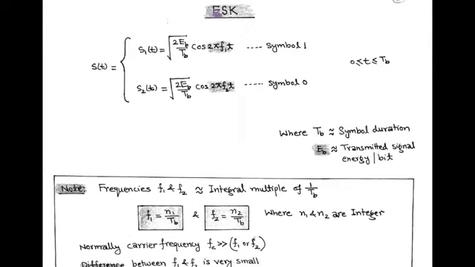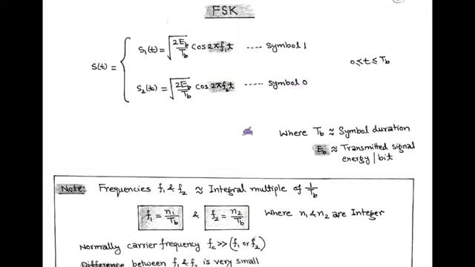Welcome friends. In this session we are going to discuss frequency shift keying. In FSK, the frequency of the carrier signal is shifted between two discrete values of frequency. One of these frequencies, f1, represents symbol 1 and the other frequency value, f2, represents symbol 0.